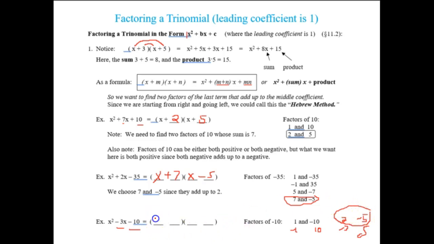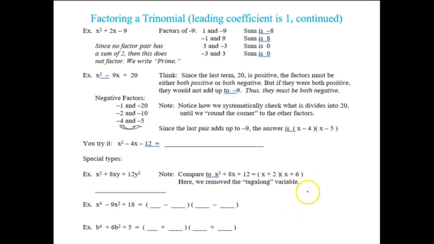So then, of course, we've got to have x and x in our binomials, but we're going to have x plus 2, and we're going to have x minus 5. All right, so it's that easy. Just look for the factors of the last number that add up to the middle coefficient. All right, some more examples.